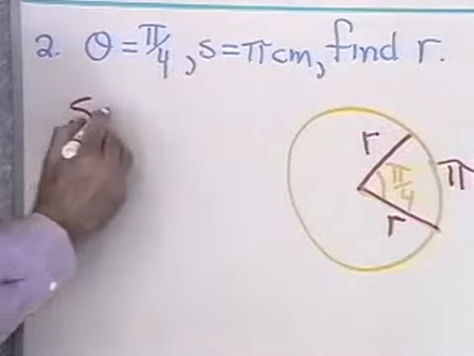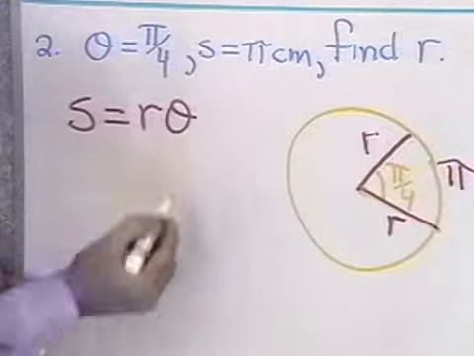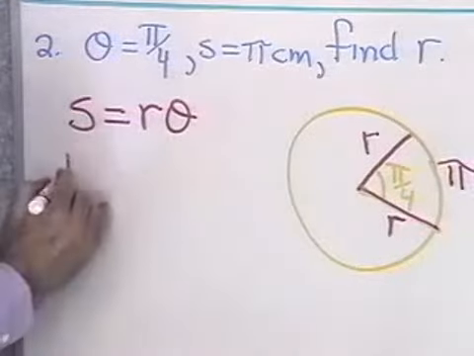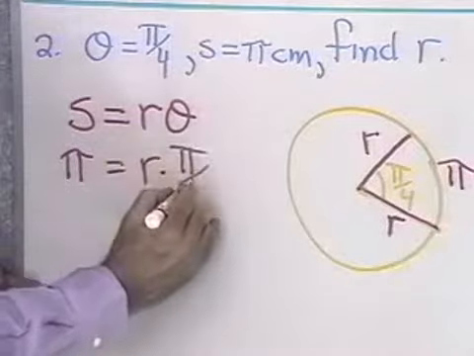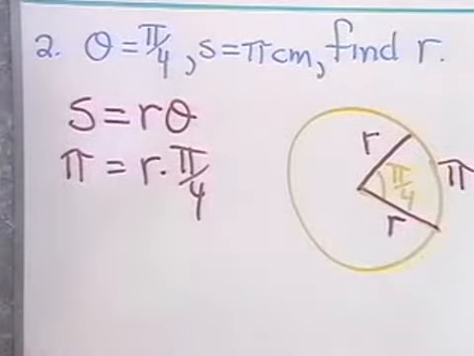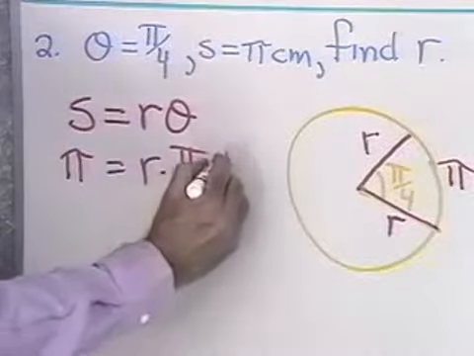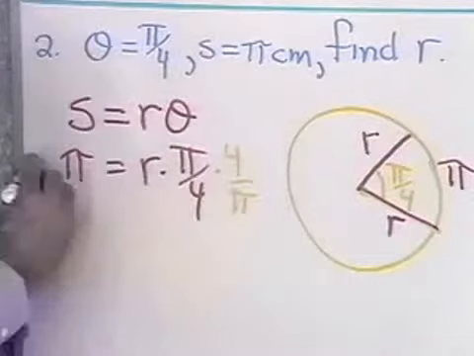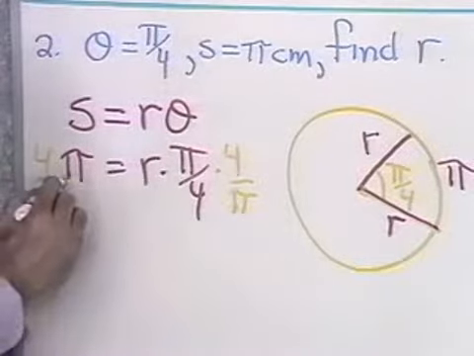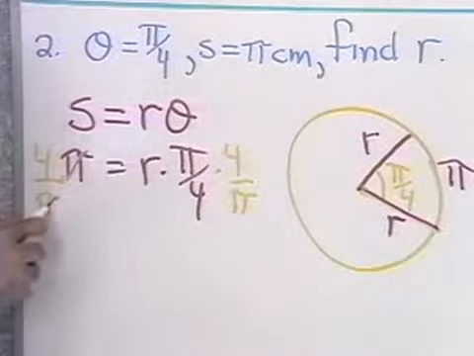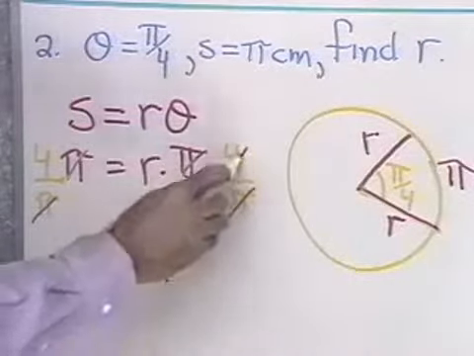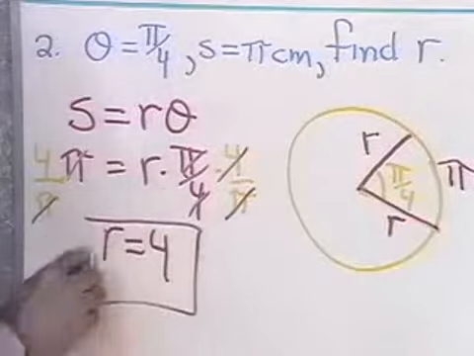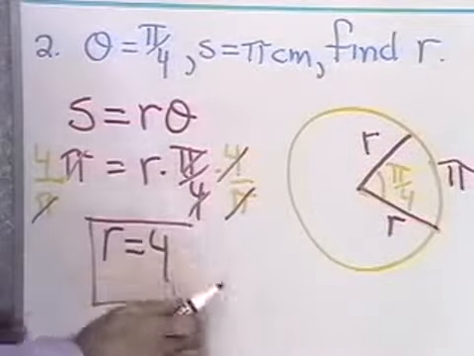Arc length s is equal to r times theta. So I have s, it's pi. I'm looking for r, and I have theta, which is pi over 4. So I'll multiply both sides of this equation by 4 over pi. So let's do that. 4 over pi, 4 over pi. When I multiply, the pi's divide out over here, and I end up with r is equal to 4, because these all divide out on this side. So r is equal to 4, and let's see, what are the units on this?